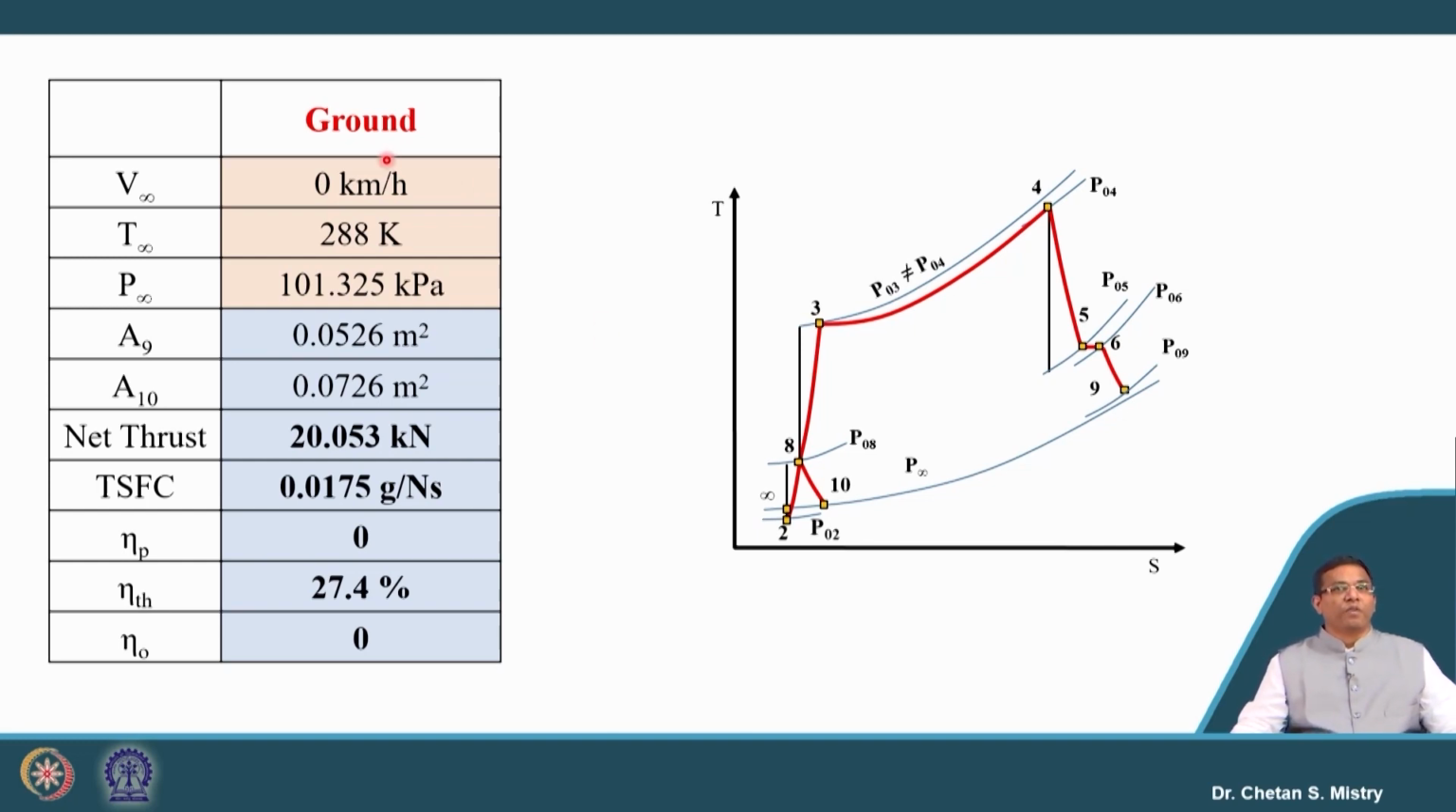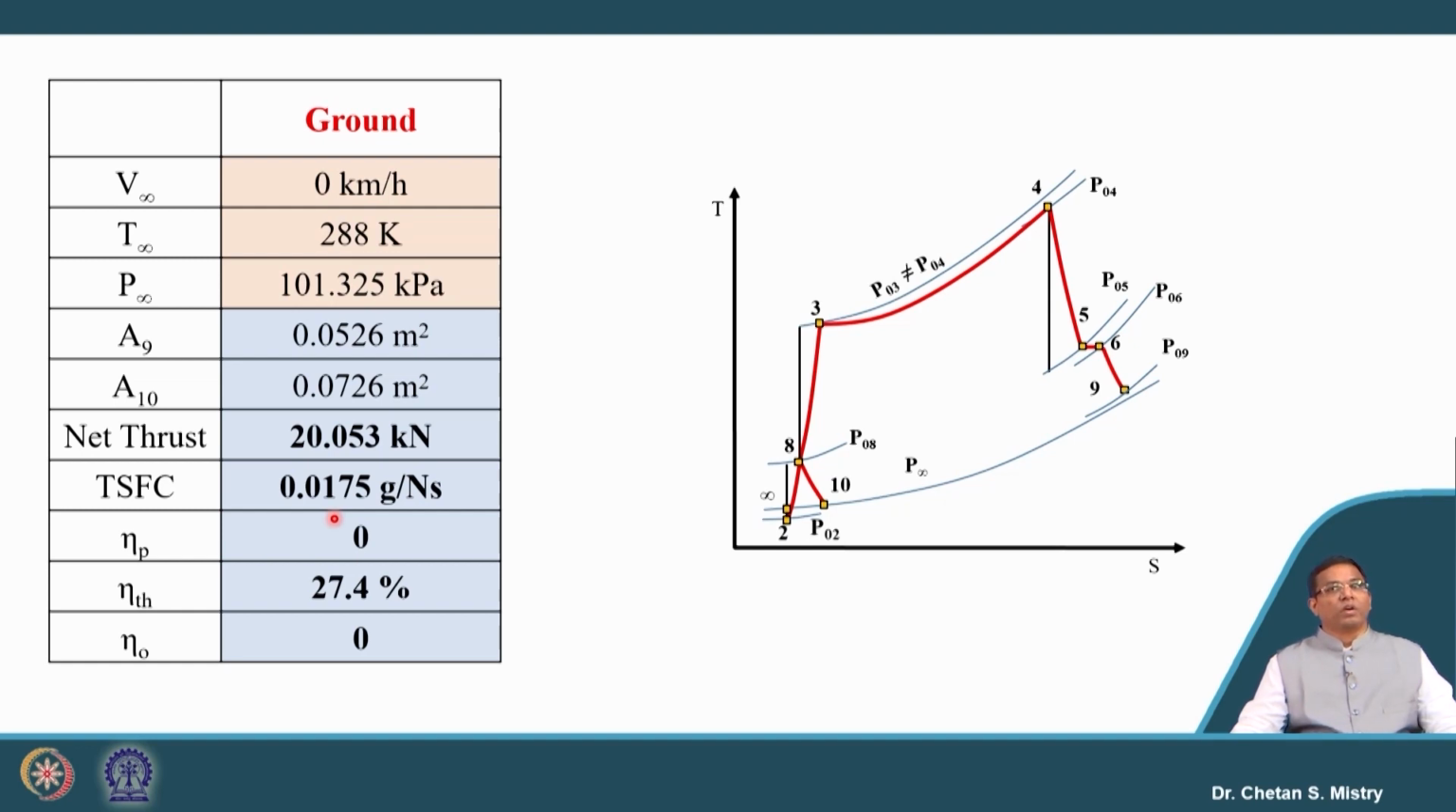Here in this case, we have our V infinity 0, pressure and temperature they are given. We have calculated the area of the nozzle from the core engine and area of the nozzle for the fan. We have calculated our net thrust and that is 20.053 kilonewton. Just realize this number it is for single spool configuration. Same way thrust specific fuel consumption we have calculated, it is 0.0175 grams per Newton second. Propulsive efficiency is 0. Thermal efficiency we have calculated, it is 27.4% and overall efficiency is 0%.